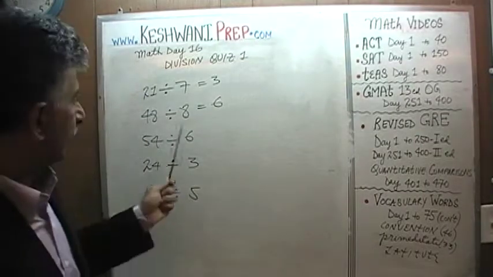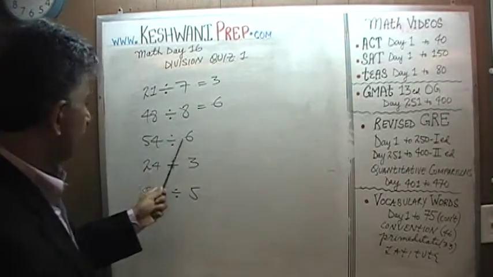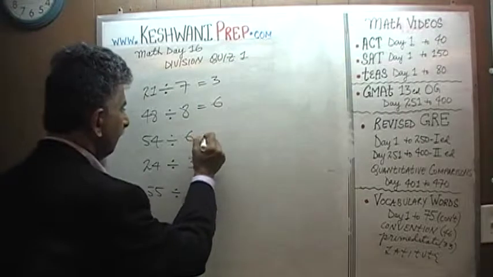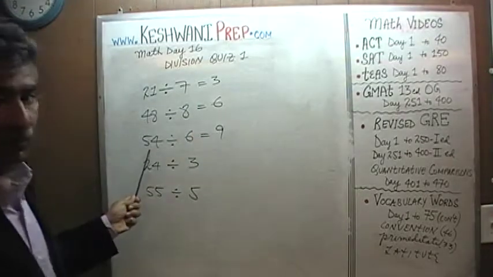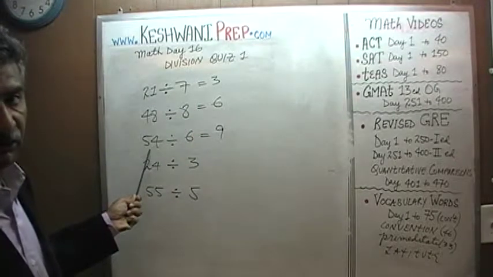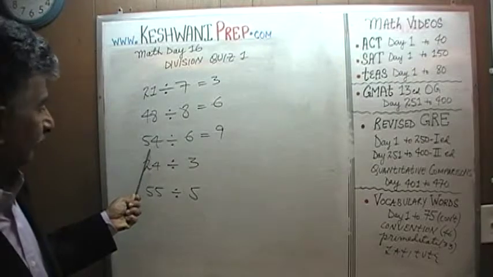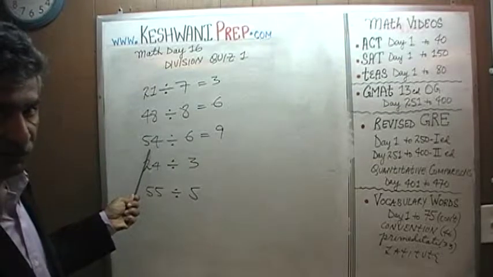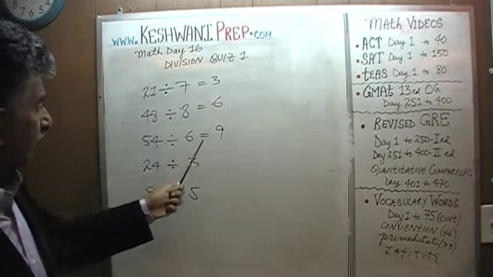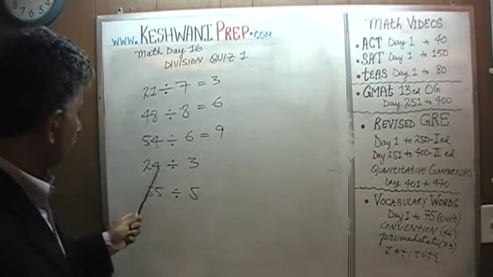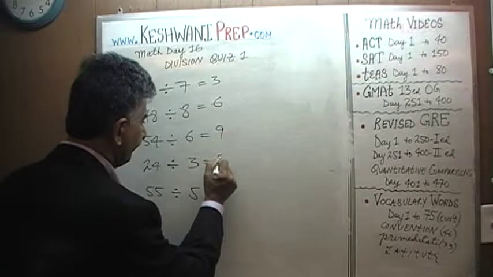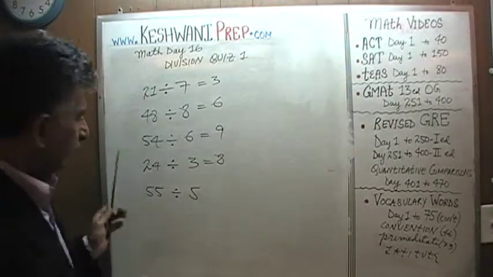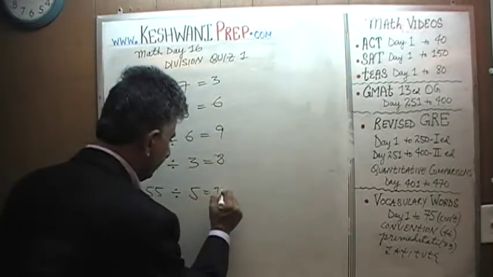6 8s are 48. 54 divided by 6 is going to be 9. Why 9? Because 54 is only 6 less than 60, and 60 is made up of 10 sixes. Therefore 54, which is 6 less than 60, would have to be made up of 9 sixes. 24 divided by 3 is 8. And 55 divided by 5 is going to be 11.